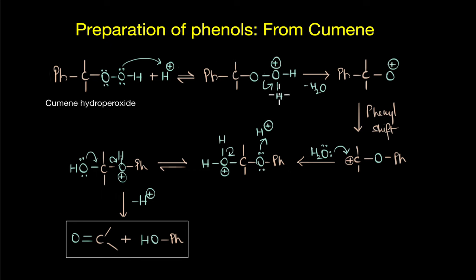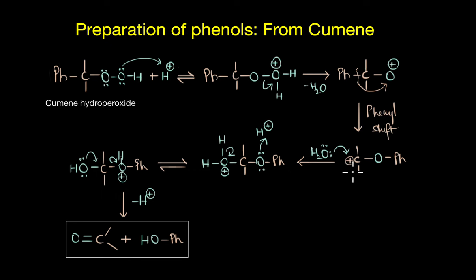With the loss of a water molecule, we get an intermediate where the oxygen atom has a positive charge. Now, this is quite unstable because oxygen is highly electronegative, and an electronegative atom like oxygen having a positive charge makes this very unstable. So, through a phenyl shift, the phenyl group gets attached to the oxygen atom and the positive charge gets transferred to the carbon atom, as you can see here. As this bond gets broken, we get a positive charge, or a carbocation.